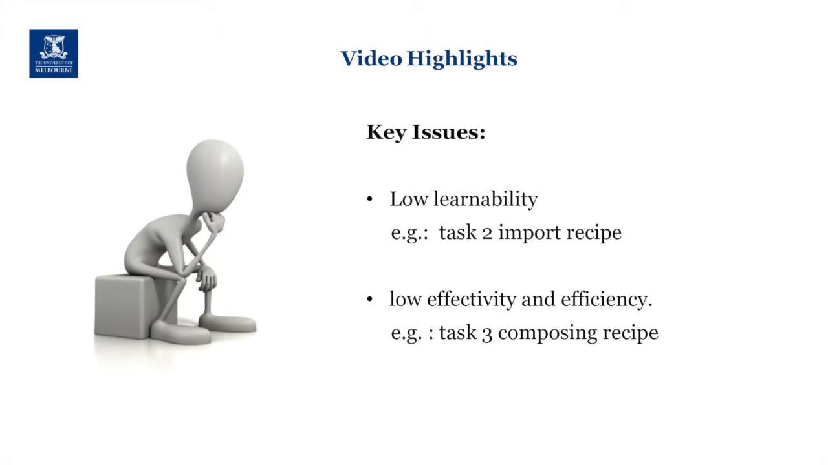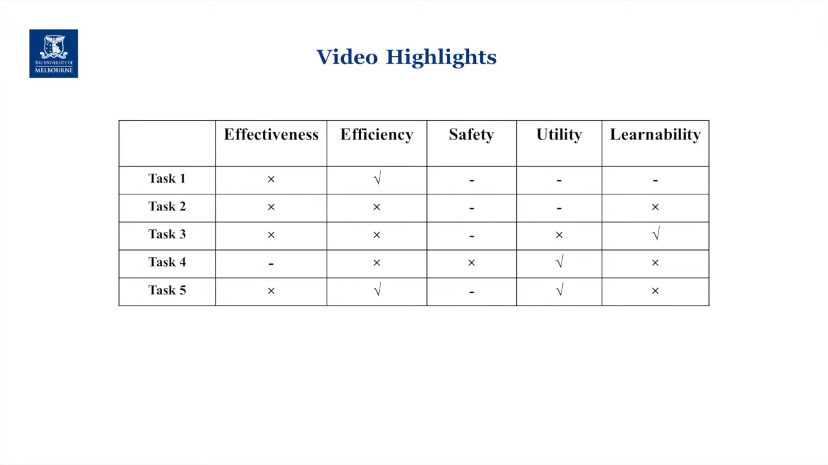The second issue is lower efficiency. For example, task 3, composing a recipe, has lower efficiency. Only 1 out of 19 participants finished this task very quickly. This reflects relatively low efficiency regarding composing recipes. According to our findings, we evaluate the website from the following aspects, including effectiveness, efficiency, learnability, utility, and safety.